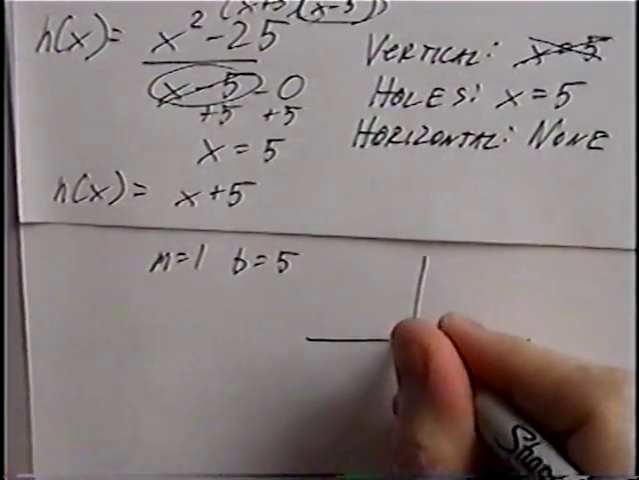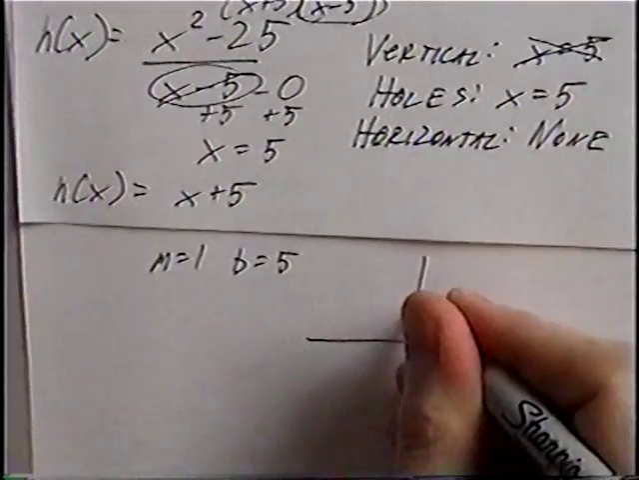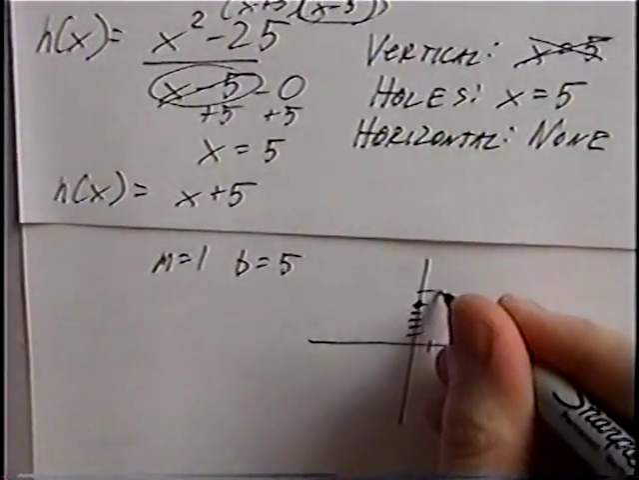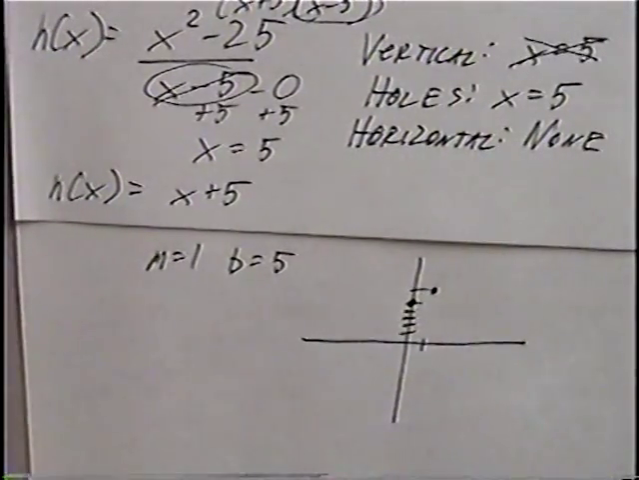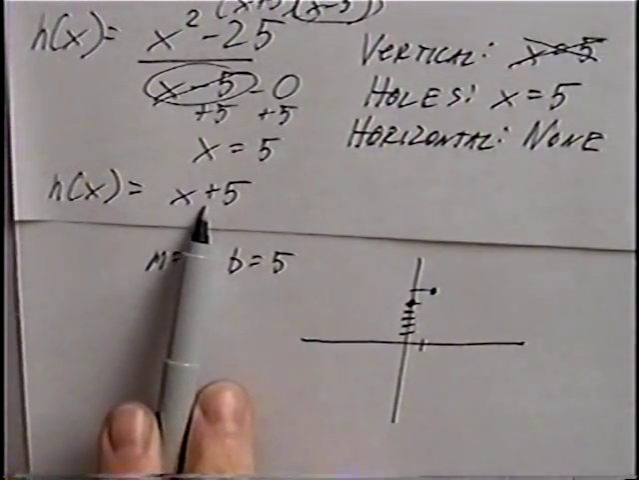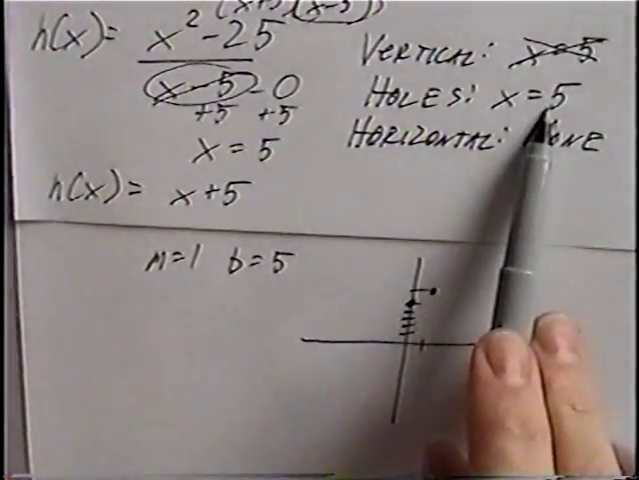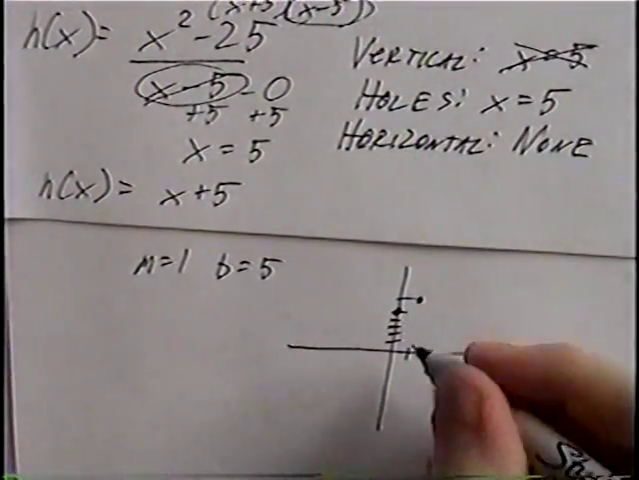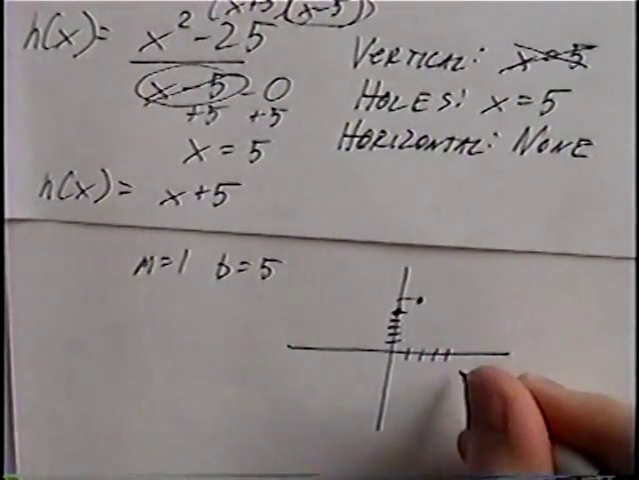If we start at b equals 5, or the y-intercept, b equals 5, the slope is 1, so we'll go up one spot, over one spot. The difference on this graph between a normal mx plus b linear line and this graph is there is a hole at x equals 5. What that means is we have to go over to x equals 5.